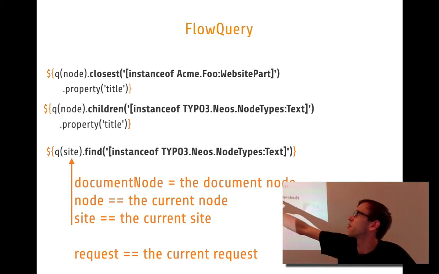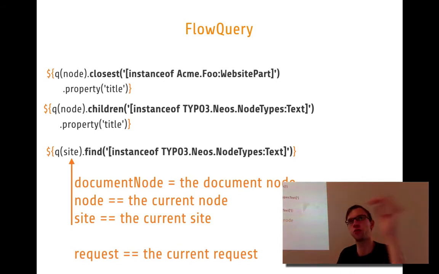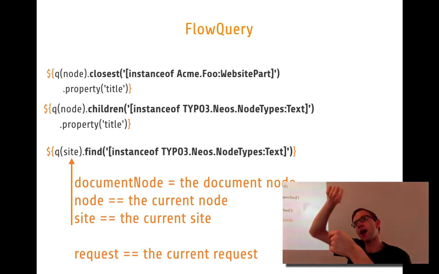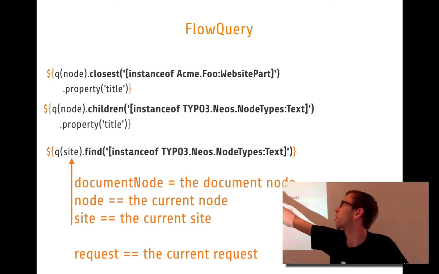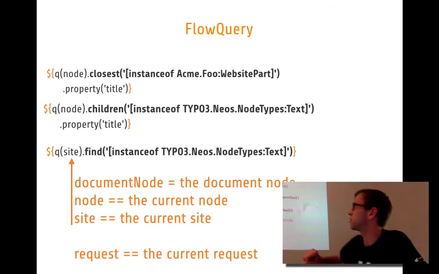So that means we have a closest operation. Flow query always operates on a node tree. So in Neos we have the big tree of content nodes. And we start at some node, and then we can, for instance, with closest, go up the hierarchy until we find a website part node. So that's the node type in here. And then we access the title of it, for instance.